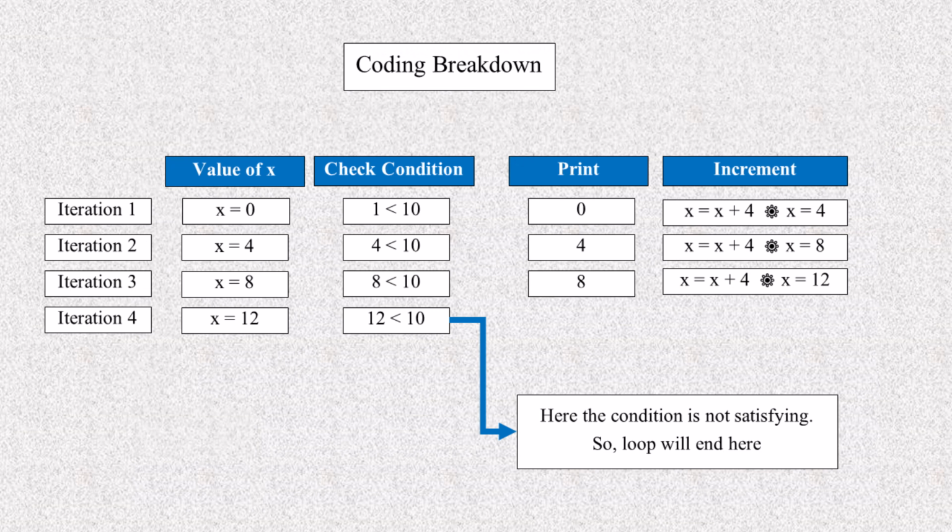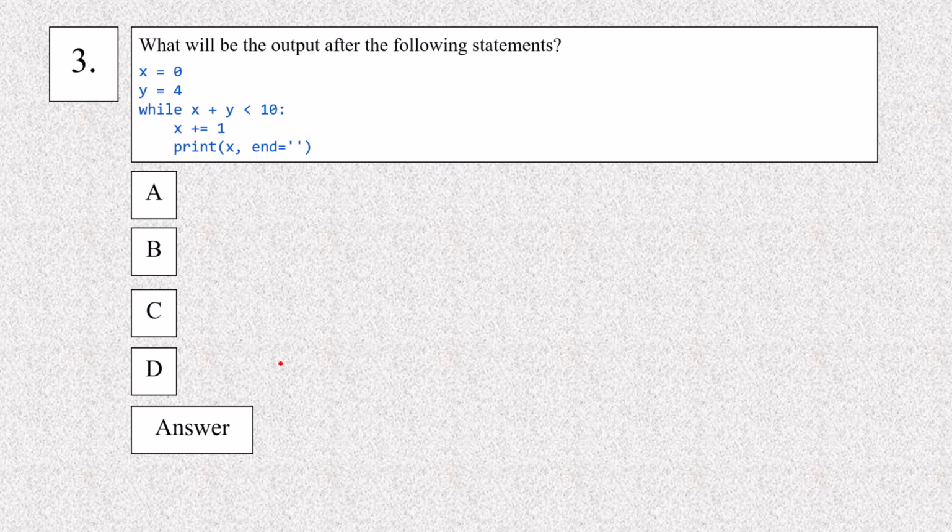Here is our coding breakdown. You can see each and every iteration, the value of x, the check condition, what will print in that iteration, and how it will increment. Please go through all the iterations one by one, then it will be easier to understand if you are a beginner or if you are not understanding the program yet. Go to the next question.